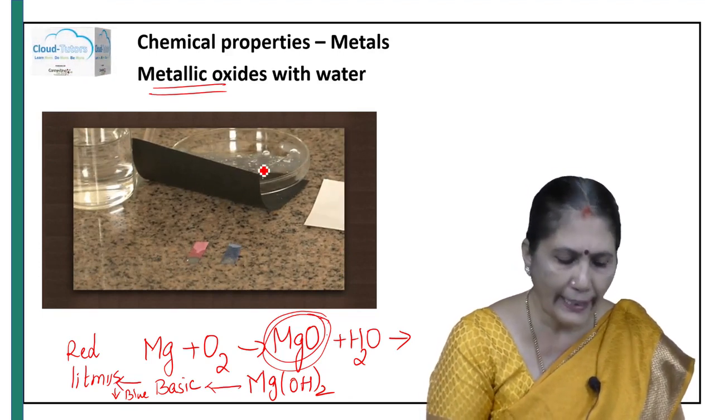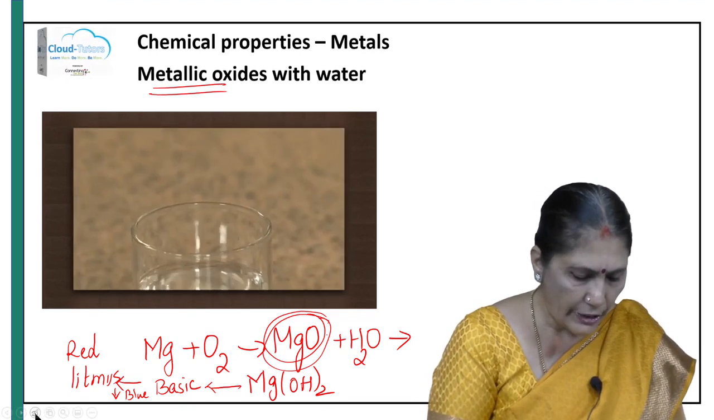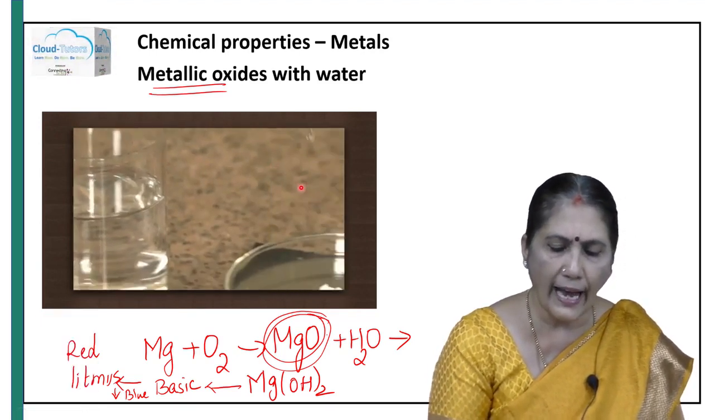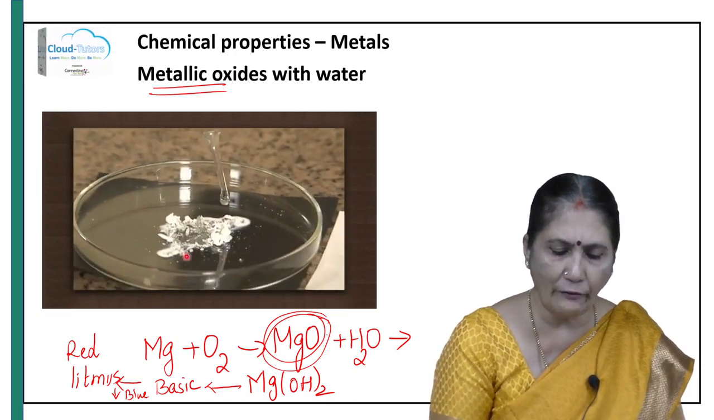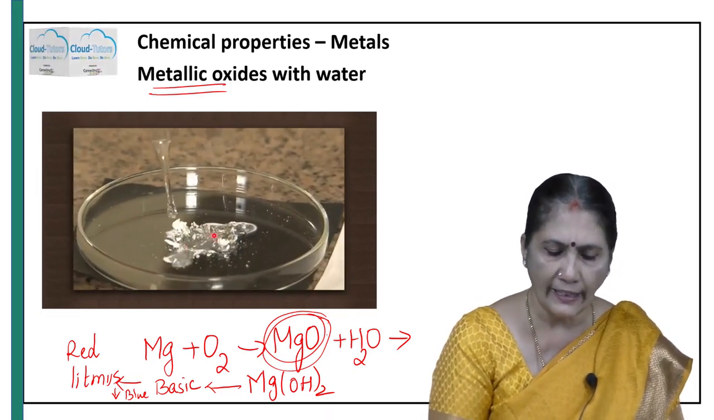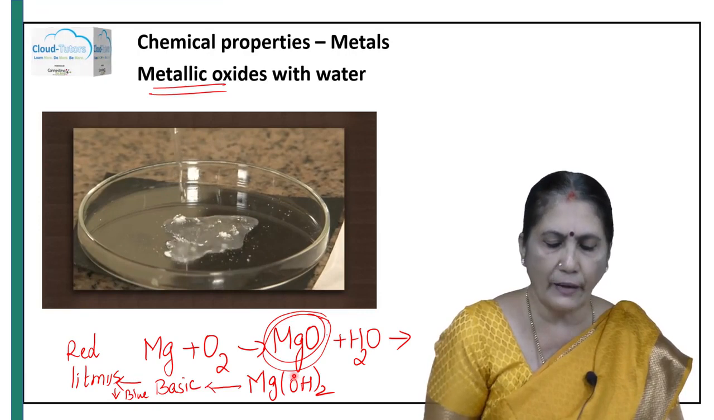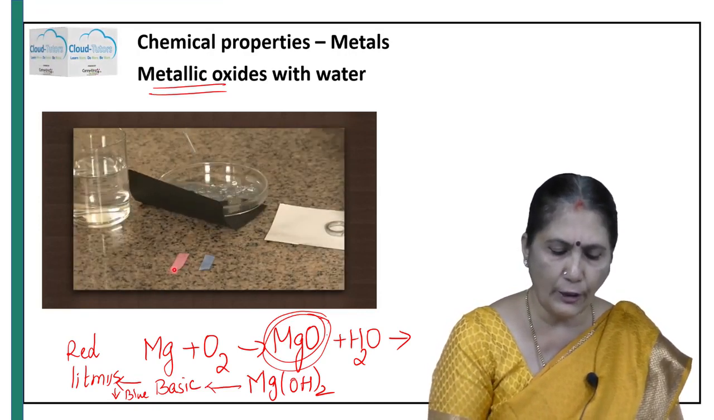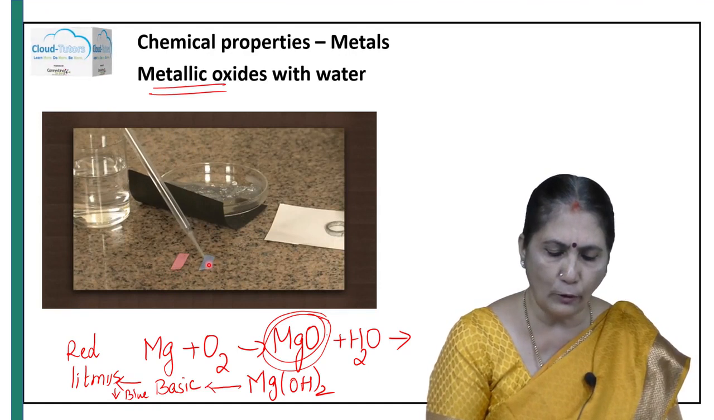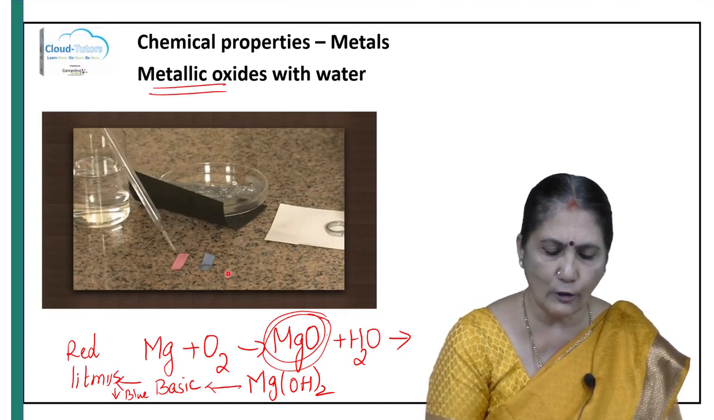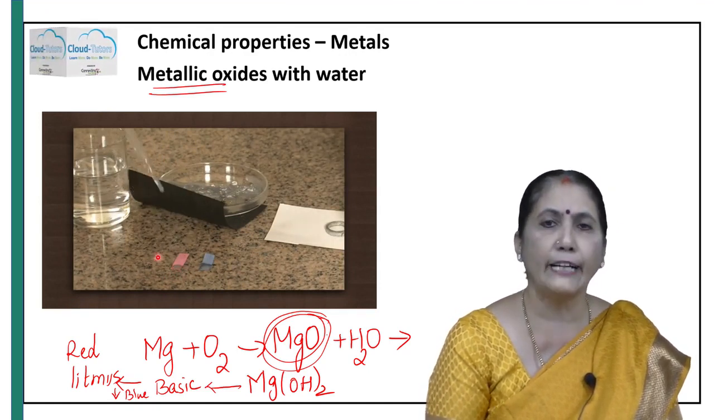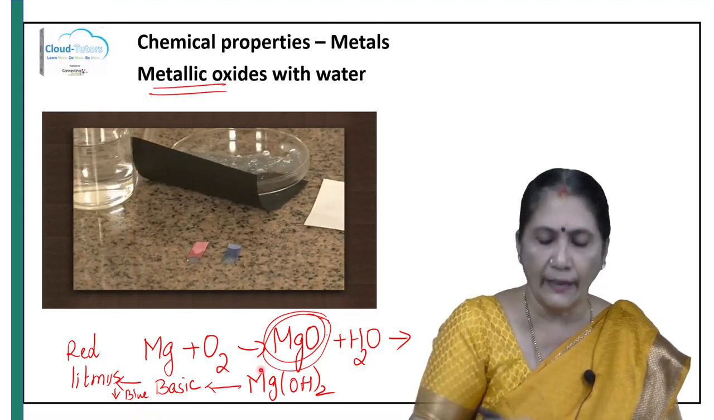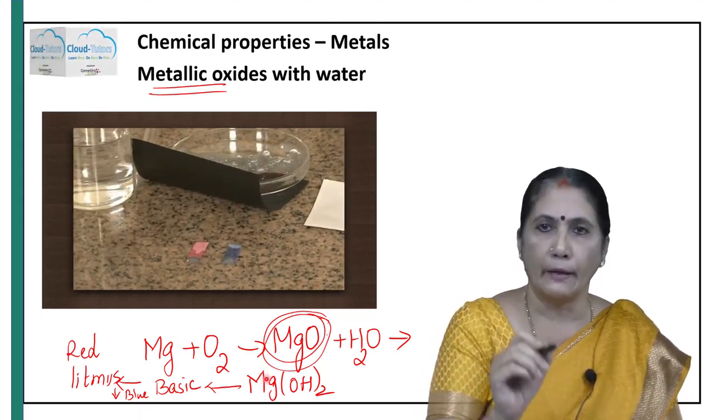This is the white ash of magnesium oxide. Water is being added drop-wise into the white powder of magnesium oxide. It gets converted to magnesium hydroxide, and a few drops of it are dropped onto blue litmus paper. You can see there is no change, but in red litmus paper it turns blue. That helps you understand magnesium is a metal.